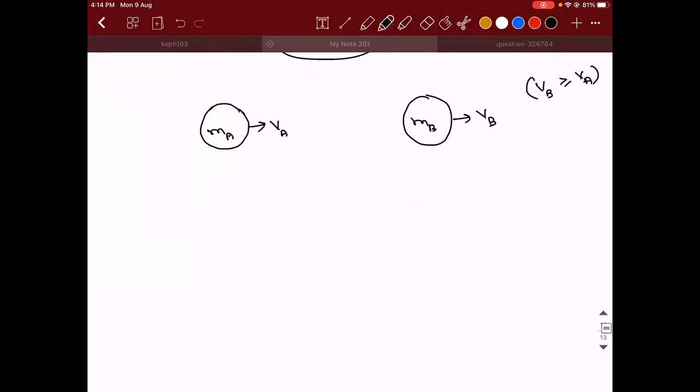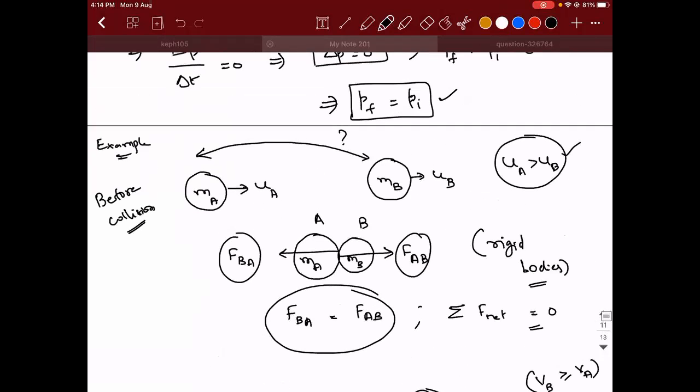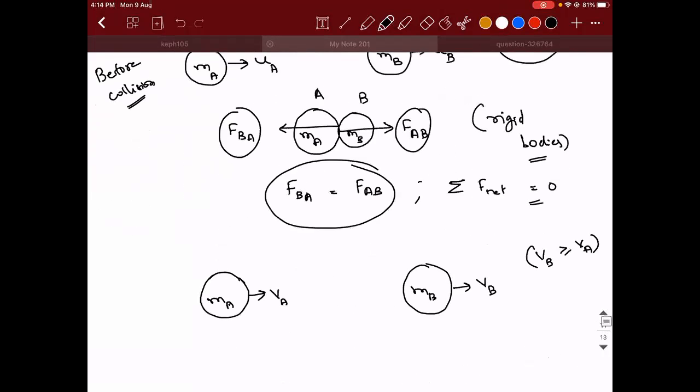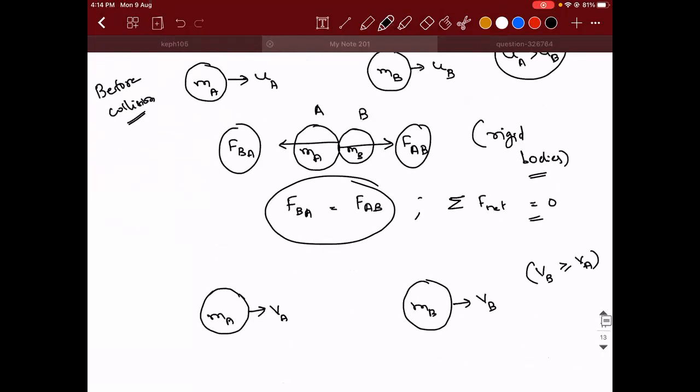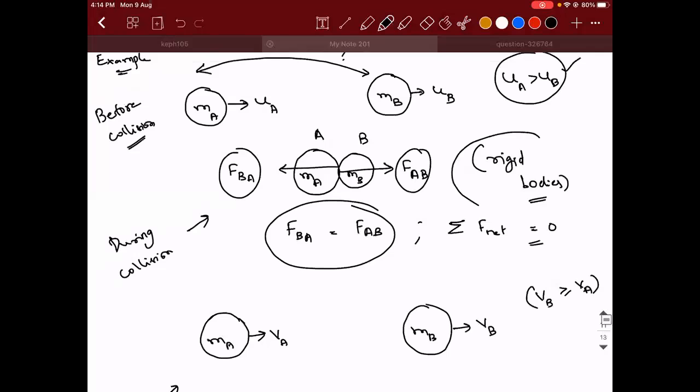That's right. So what is the initial momentum of the system? So this is before collision. This thing is during collision, and this is after collision. Correct? Sir, how is force exerted by B on A equal to force exerted by A on B? Rigid bodies.